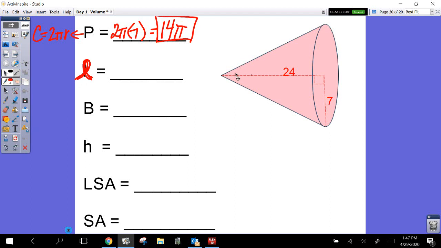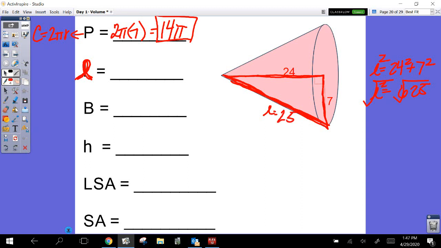So my slant height is this right here. I'm going to have to find that out by doing Pythagorean theorem. And some of you may already know the answer to this because it's one of the special ones we learned. But my slant height is going to be 24 squared plus 7 squared. That gives me 625 square rooted. Oops, that's supposed to be L squared. Square rooted, that gives me 25. So I just did Pythagorean theorem to find that out.